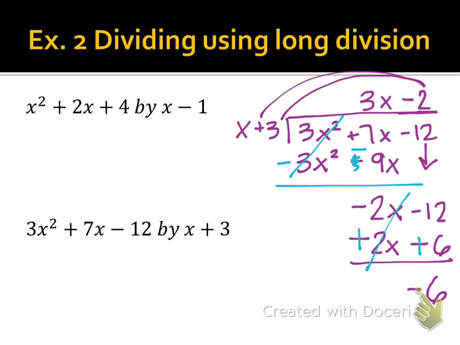So watch this. Since my remainder is a negative number, we write our minus sign. Instead of a plus sign, we use a minus, and we put 6 over x plus 3. Because you always want to write your remainder over what you divided by. So this is your final answer here.